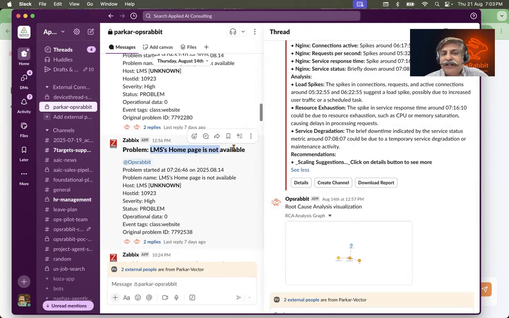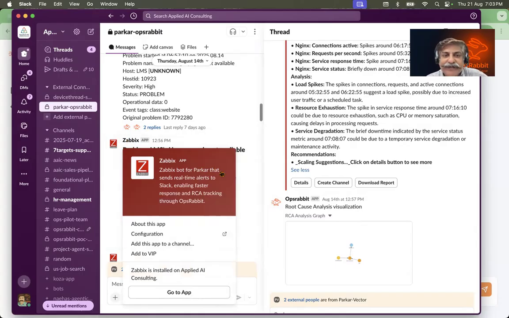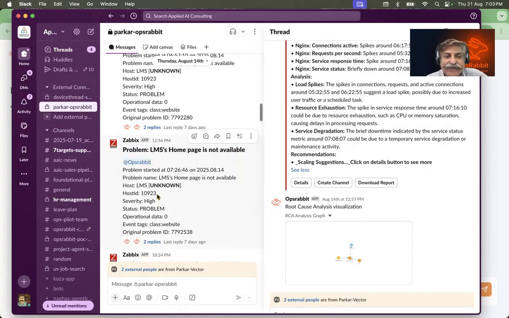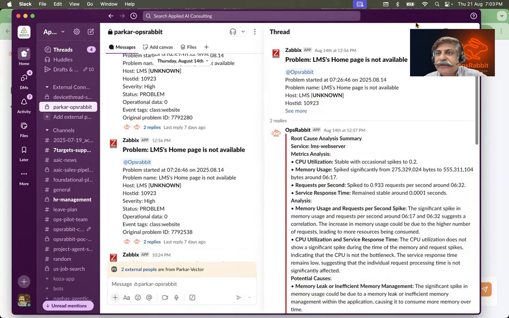So here is the first example. I'll provide you three examples. So here is LMS homepage is not available, and as soon as OpsRabbit gets this in a Slack message, this is coming from Zabbix monitoring system, OpsRabbit immediately starts working on it. So I'll click on these replies, and here you will see.